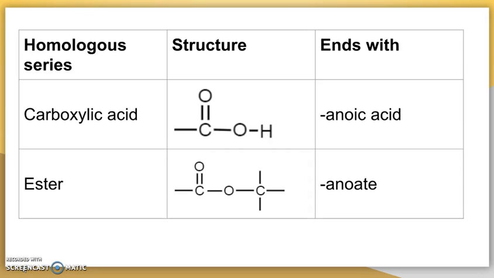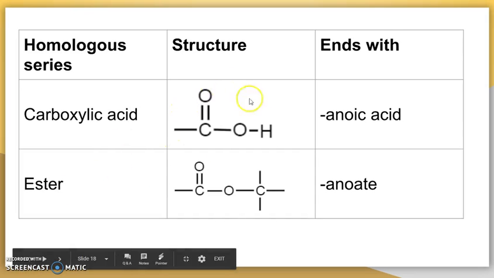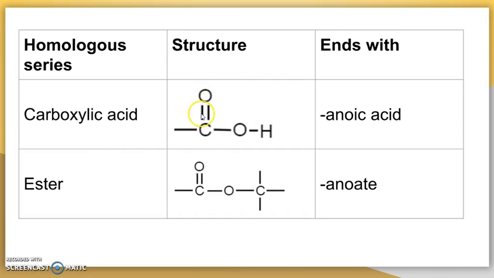Carboxylic acids and esters also have some familiar and some similar properties. Well, if you look at the structure of the functional groups, you can see in the carboxylic acids I have a double bond O attached to an OH, which, by the way, will also always be at the end of the chain. In the ester, I have the double bond O attached to the carbon, which is also attached to the oxygen, the same as with the carboxylic acid.